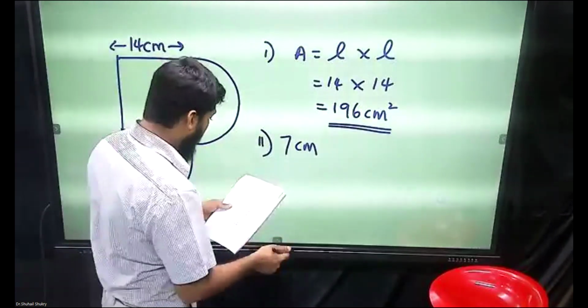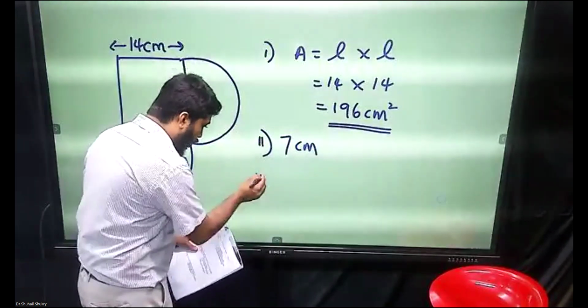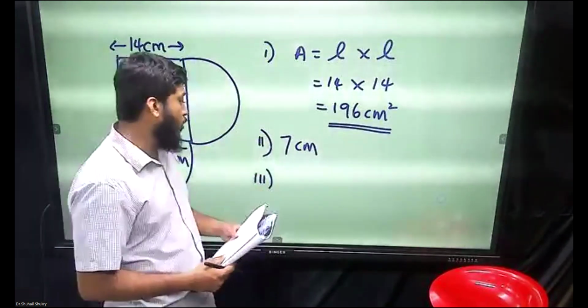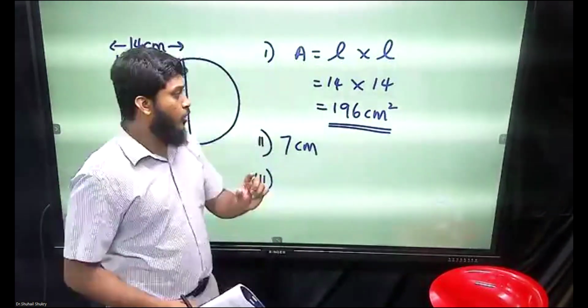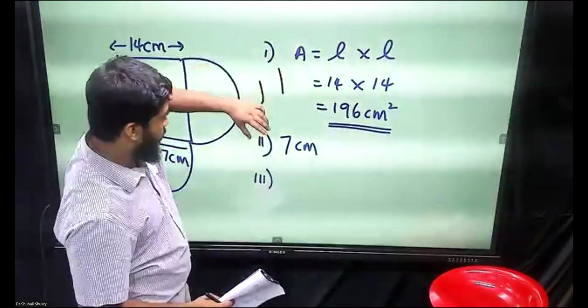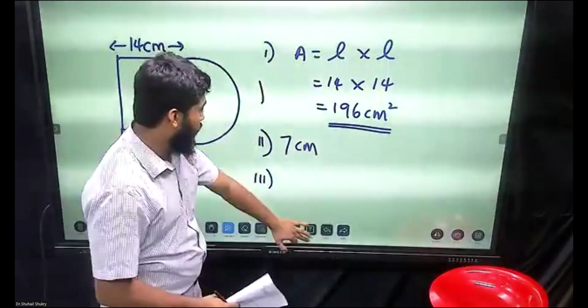Third one, they have said find the total area of the two semicircular portions. This is very important. Most favorite area of the examiner.